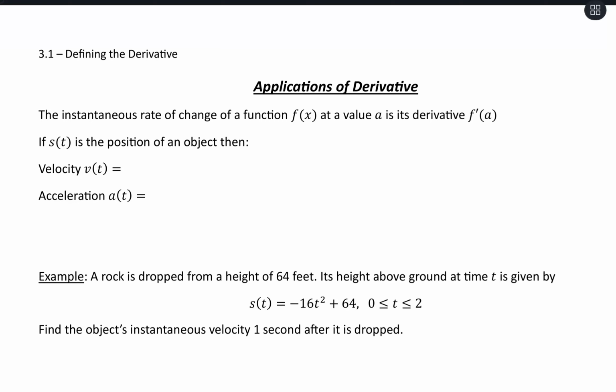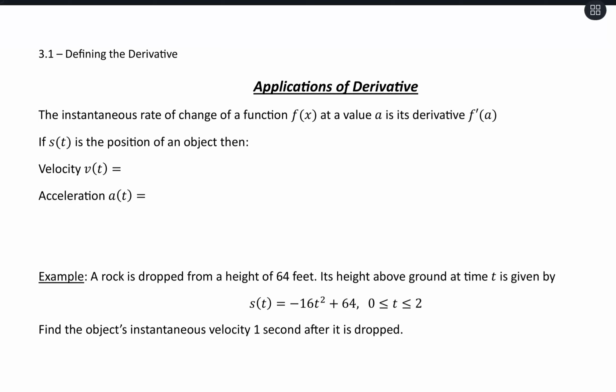So let's bring this new notation into how we talk about velocity and instantaneous rate of change and things like that. So the instantaneous rate of change of a function f of x at a value a is its derivative f prime of a. So this is just stating again that this derivative is related to instantaneous rate of change, is also related to that slope of the tangent line. So those three terms are interchangeable.